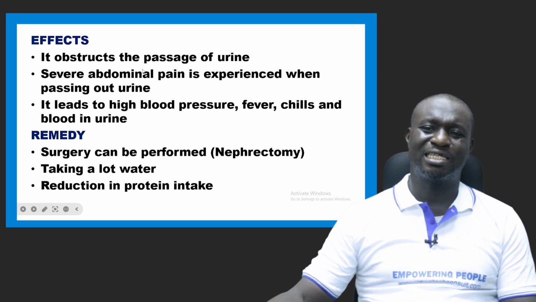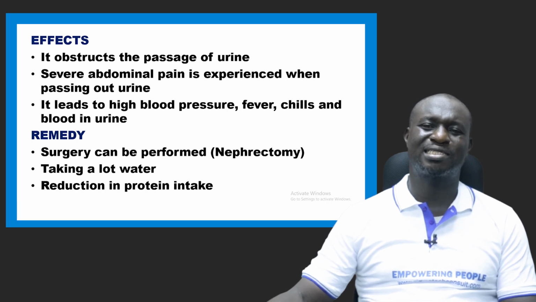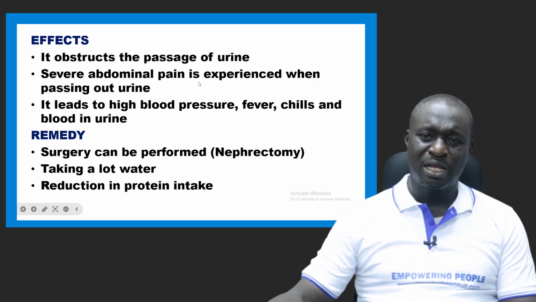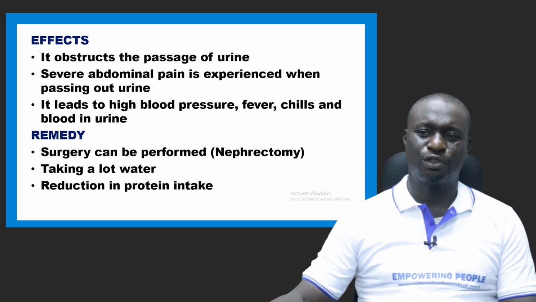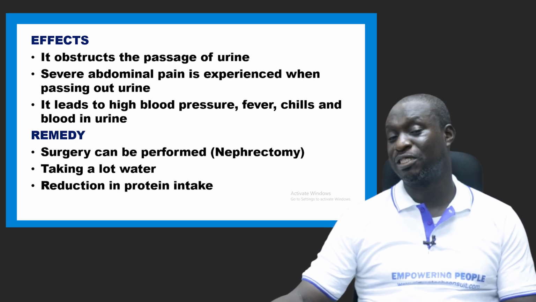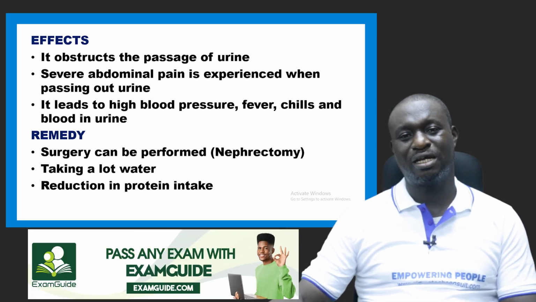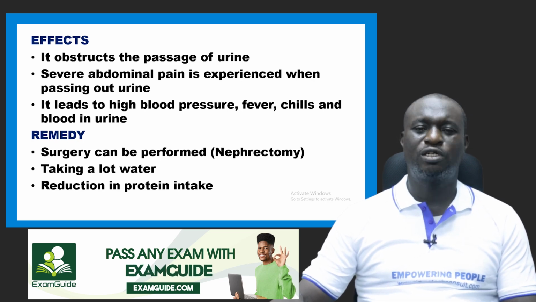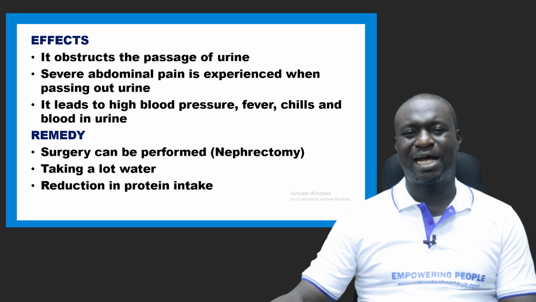Number 1 effect is that it obstructs the passage of urine, which we have discovered. And number 2, it causes severe abdominal pain when passing out urine. And then number 3, it leads to high blood pressure. It leads to fever, chills, and blood in the urine. Probably the person wants to force out the urine, and the person gets injured in the process. This can cause blood in the urine. Another one again is, let's look at ways we can remedy a situation that has kidney stone.